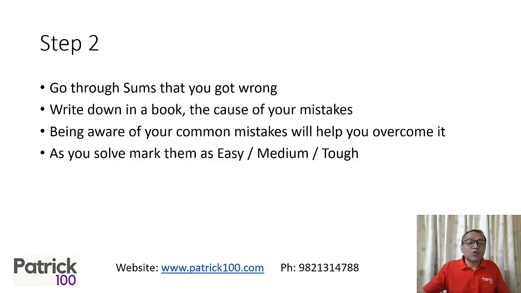Second step, go through the questions that you went wrong. Now you've gone through unattempted questions, now go to the questions you went wrong. Write them down in a book, and write down the cause of the mistake. Again, the way to improve your mistakes is to know where you're making mistakes. So write down why you are making mistakes.